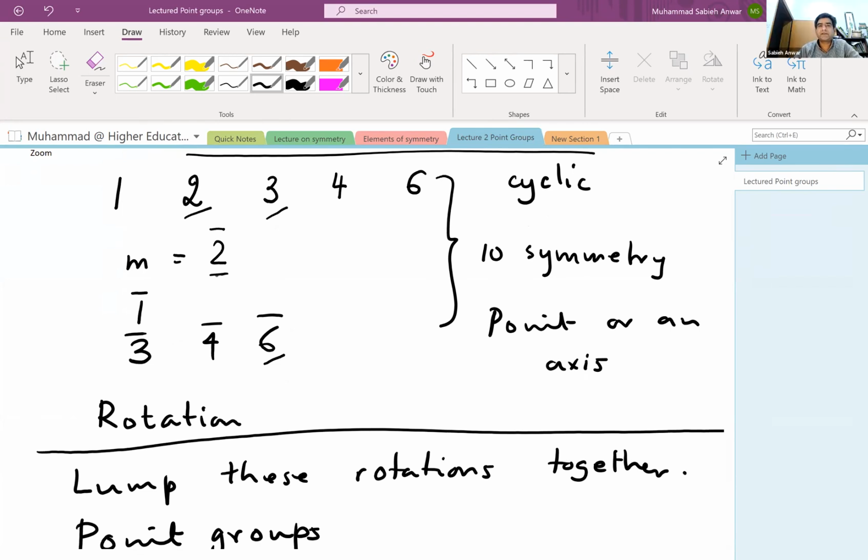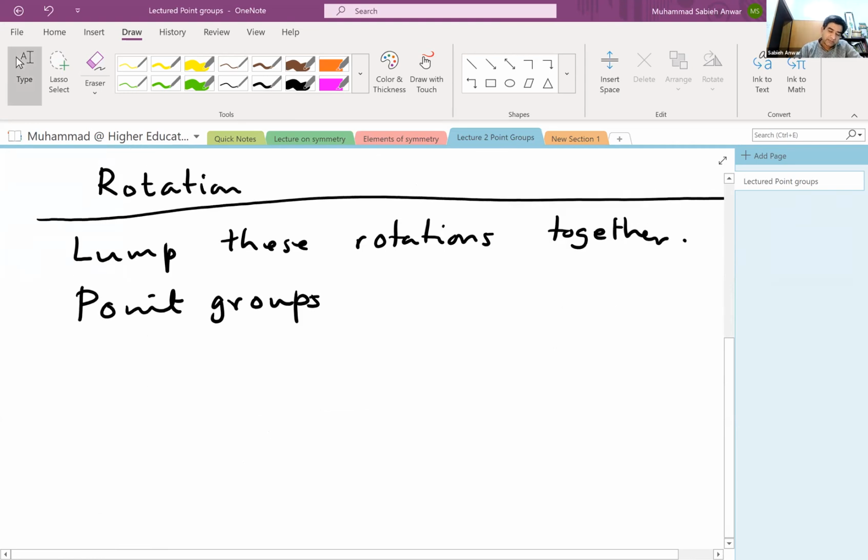This is the same as reflection about a mirror plane. Yes, you discussed this last time. Okay, sir. Now let's look at the point groups.